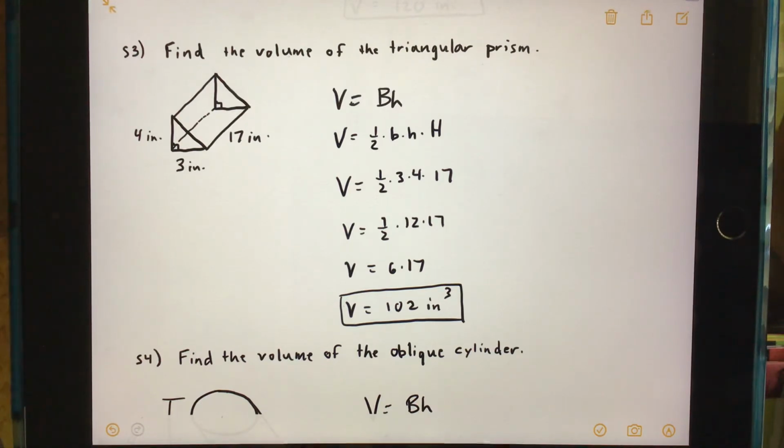Plugging in those numbers, we will have volume equals 1/2 times 3 times 4 times 17. And then I'm going to simplify from there. 3 times 4 is 12. 1/2 times 12 times 17 is the result. Since half of 12 is 6, I'll have volume is 6 times 17, and multiplying out 6 times 17, I get exactly 102 inches cubed. Again, no rounding will be necessary for this problem.